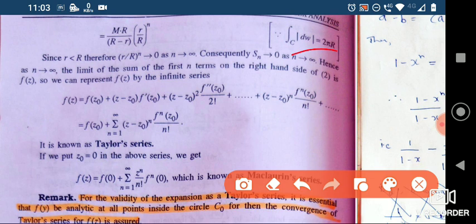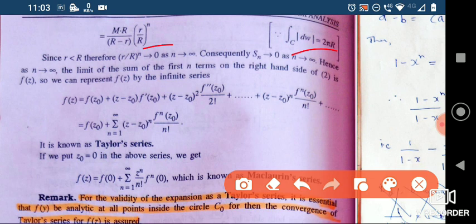So we replace that here. The 2 pi cancels, which was there in the denominator previously, so we'll get this r only, and r power n divided by r power n. This is just simplification.